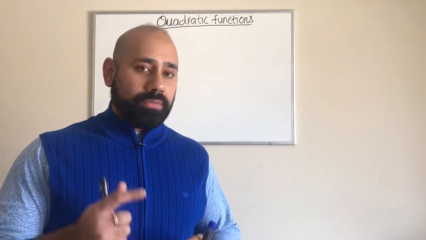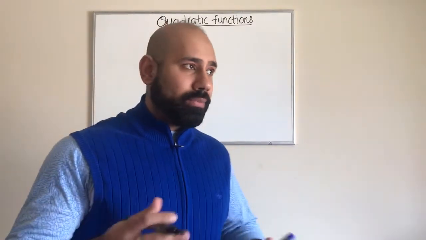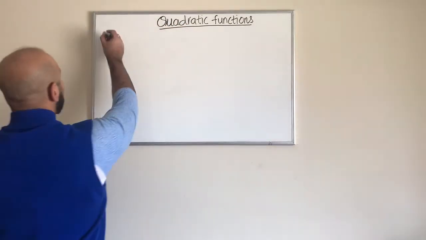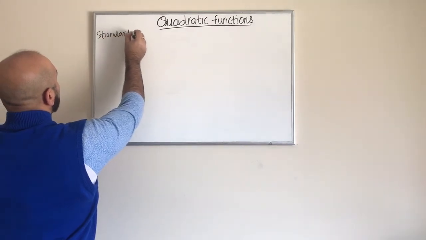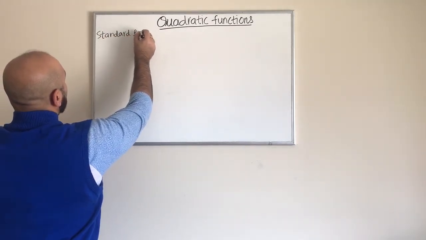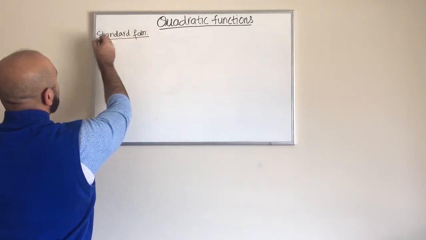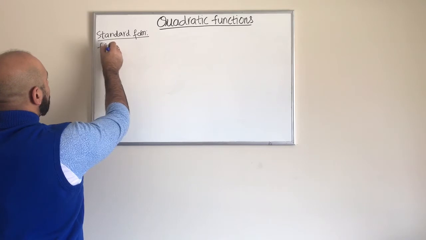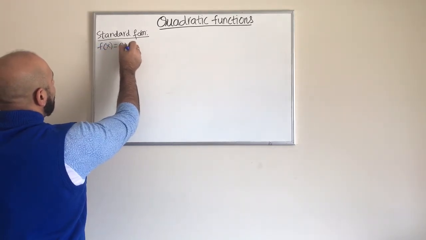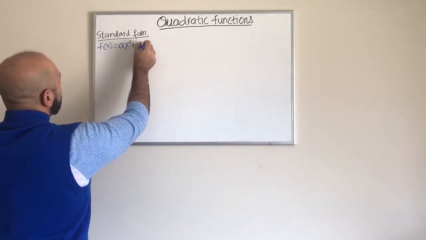Okay, so the first one is called the standard form. The standard form of a quadratic function looks like this. I have f of x equals ax squared plus bx plus c.